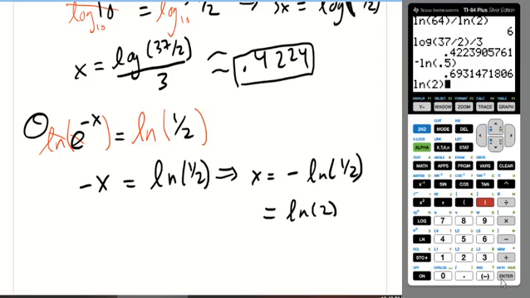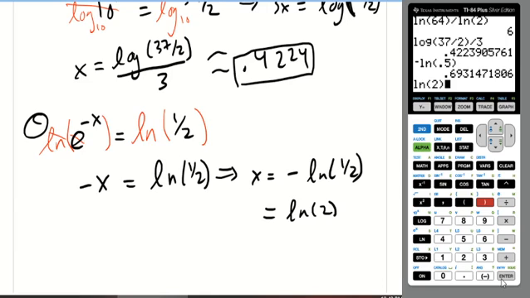So if you wanted an exact answer, this would be an exact answer, but your homework will ask you to evaluate this. So just follow the instructions. Okay, what's part D?